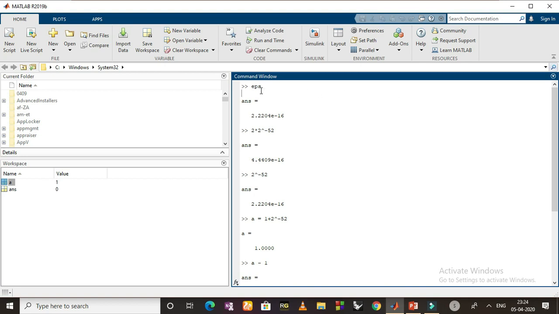Note down, eps is the main keyword to find out the machine precision or the least count of MATLAB.